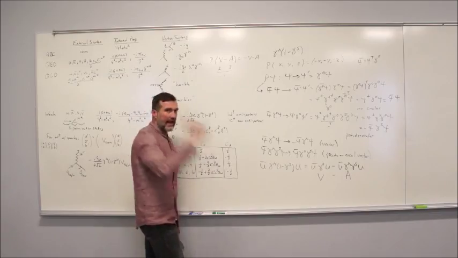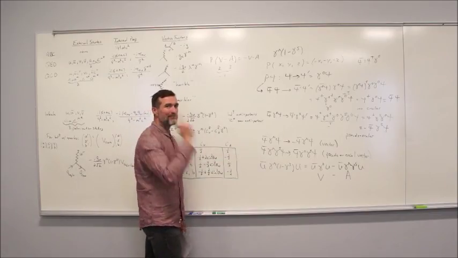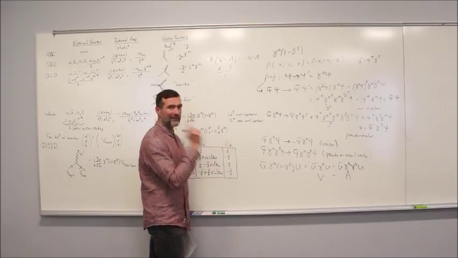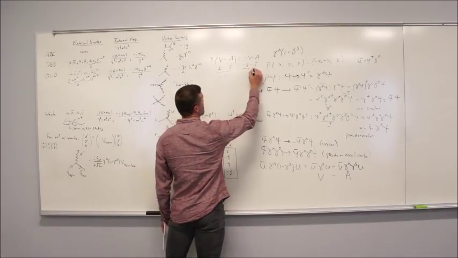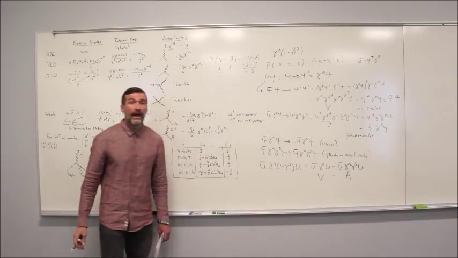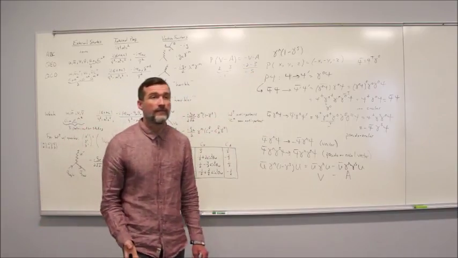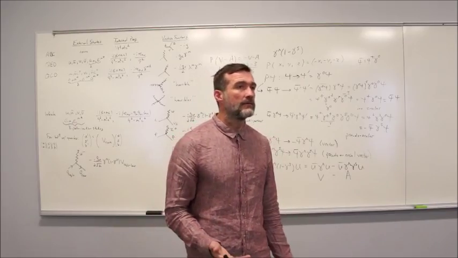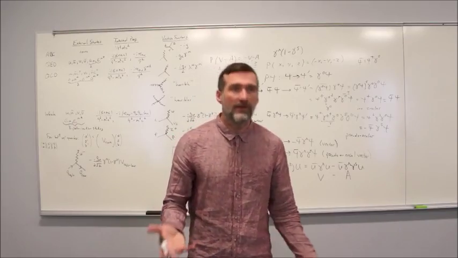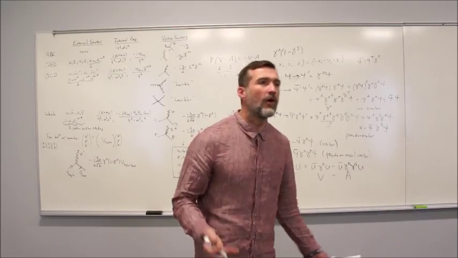If I took the exact same process and considered the parity-reflected version of it, I would get minus 2, minus 3, which is minus 5. I would get a different answer. So what is this V minus A term providing for the weak interactions? Parity violation. But we've already talked about that.